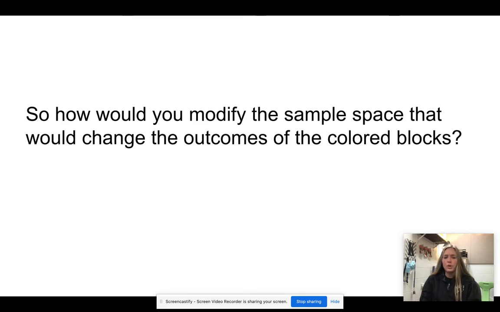So how could you modify the sample space that would change the outcomes of the colored blocks? Well, you would either have to add a certain amount of color, like a certain amount of red blocks. You could take a blue block out. You can't just keep multiplying the sample space because that will remain the same. You have to take a couple blocks out, add a couple blocks in, kind of mix it all up. So that's what we have for today, modifying the sample space.